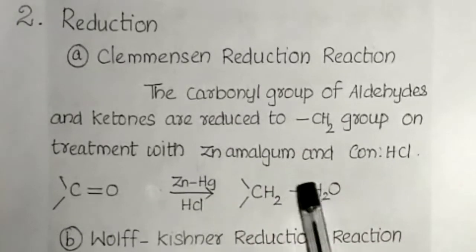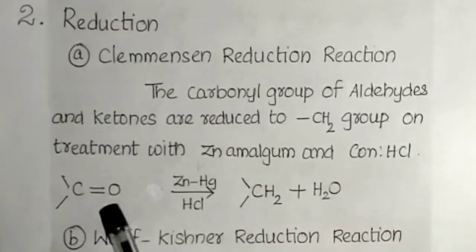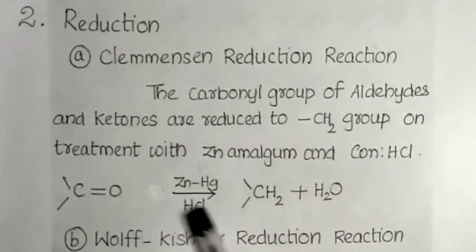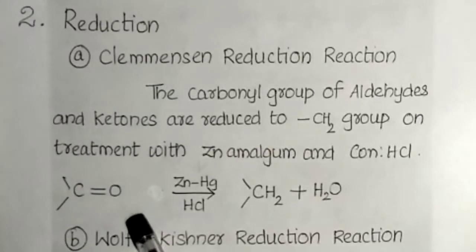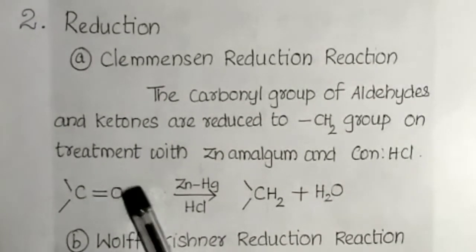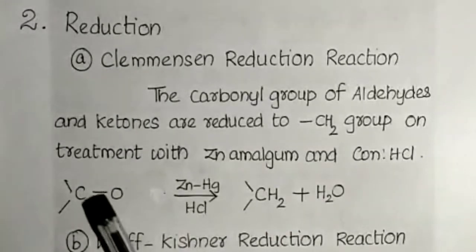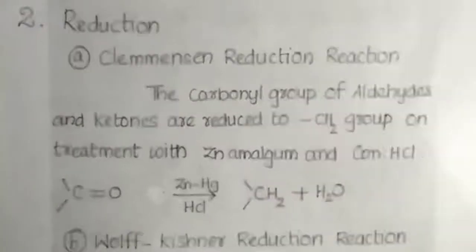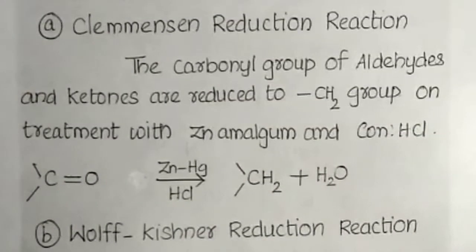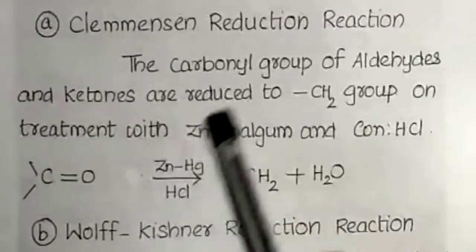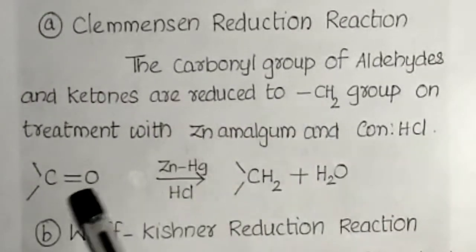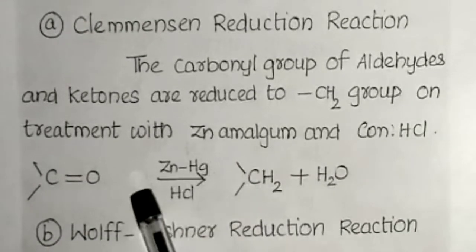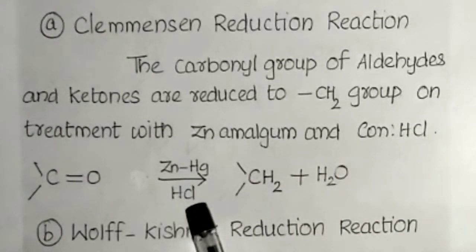Simple reaction, simple equation. The carbonyl group, C double bond O, is treated with zinc amalgam and concentrated HCl. Then removal of oxygen and addition of hydrogen takes place to form a CH2 group. That is, the CO group changes to a CH2 group, and one molecule of water is eliminated. Next one, Wolff-Kishner reduction. So the first one is Clemmensen's reduction reaction: the carbonyl group of aldehydes and ketones is reduced to a CH2 group on treatment with zinc amalgam and concentrated HCl.